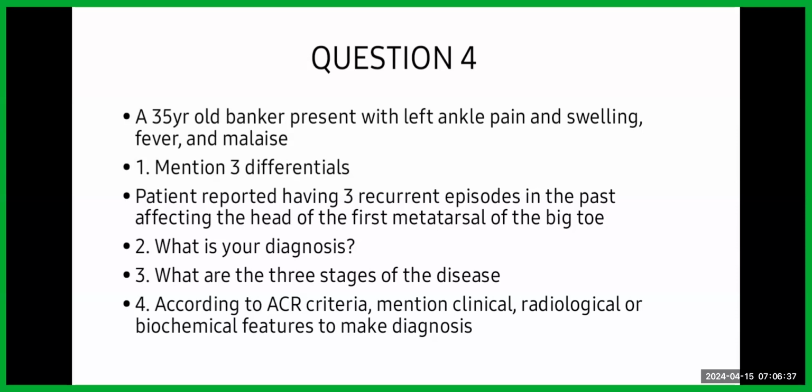In gouty arthritis, they could affect all other joints. However, the first metatarsophalangeal joint is the most commonly affected. Also, the metacarpophalangeal joints of the first two fingers will also be affected, but the commonest joint is the first metatarsophalangeal joint of the big toe. Unlike in rheumatoid arthritis, where that is the number 3 joint affected.